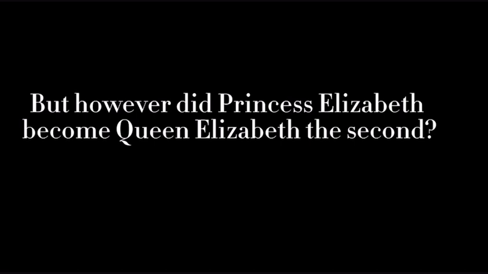But however did Princess Elizabeth become Queen Elizabeth II? It starts with King Edward VIII and Wallis Simpson. Simpson was the opposite of everything the monarchy system and the Church of England wanted. She was American and a divorcee. Ultimately, the king chose her over the crown.